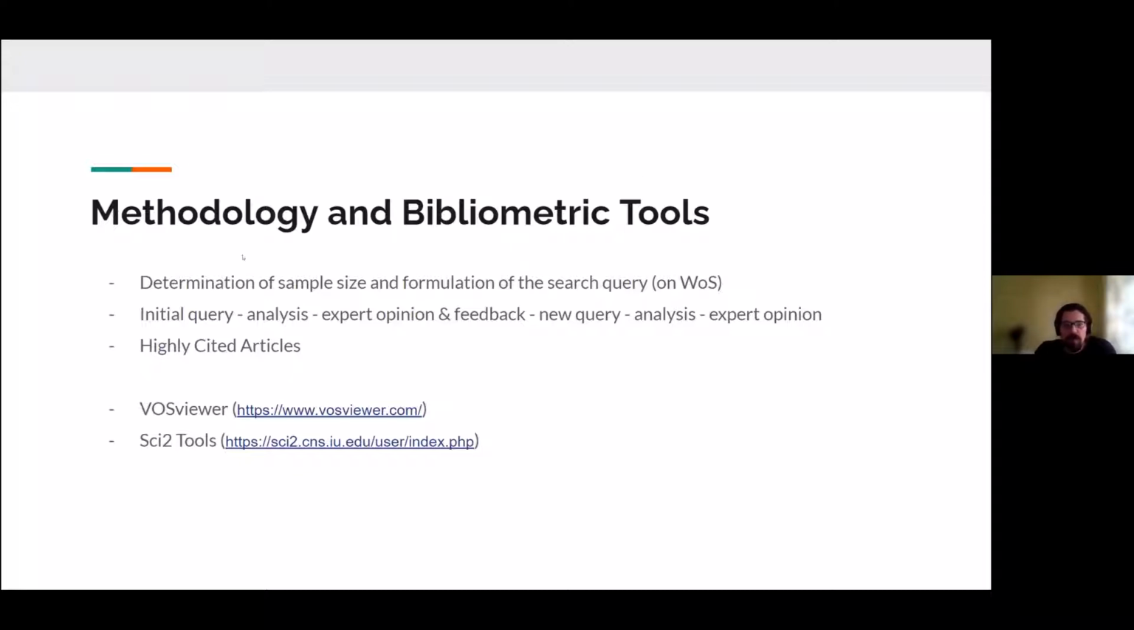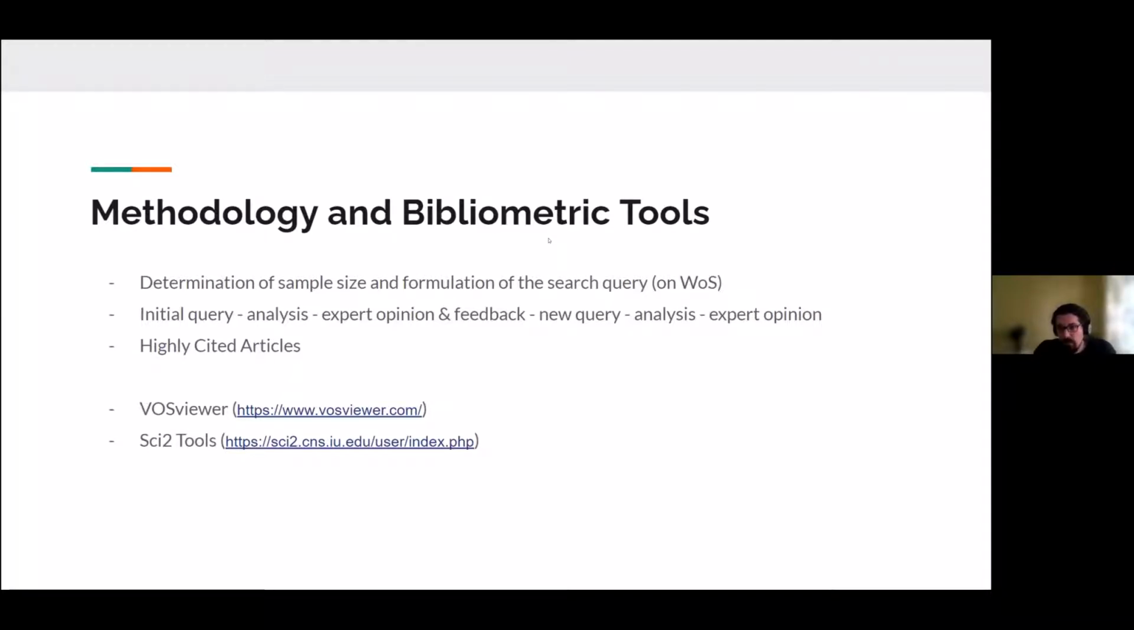And one of the difficult things about bibliometric research is the determination of sample size and the formulation of the search query. If you do not formulate your search query right, you can get a lot of junk. Think of it like this: you just type quantum and you get everything that is given to you through Web of Science or Scopus or Google Scholar, and most of the things will not be related to quantum physics, right? So you have to very carefully formulate your query.